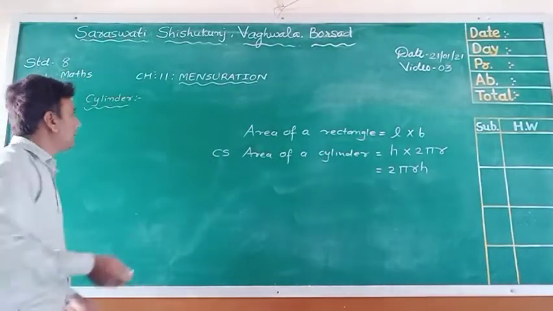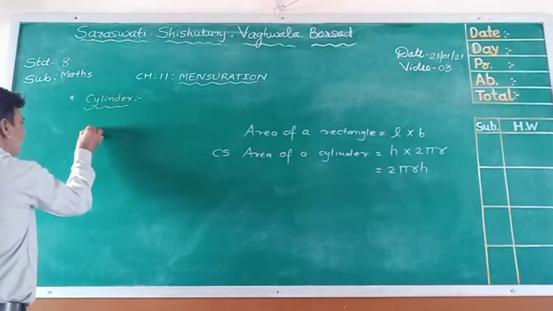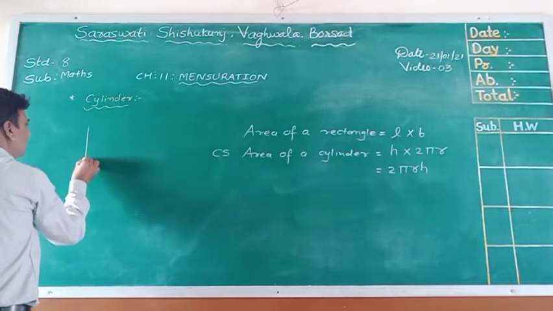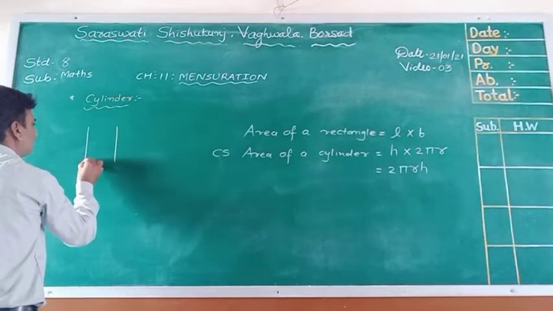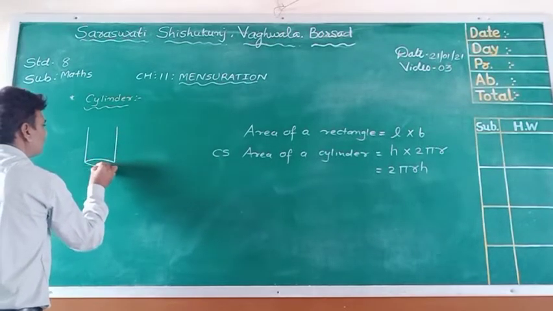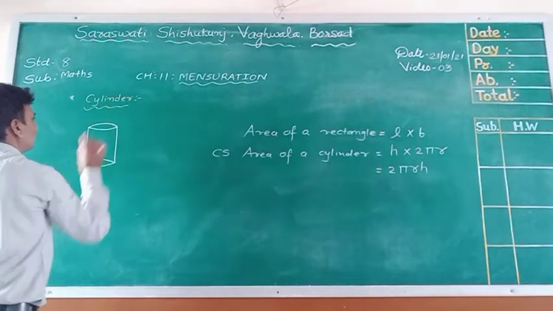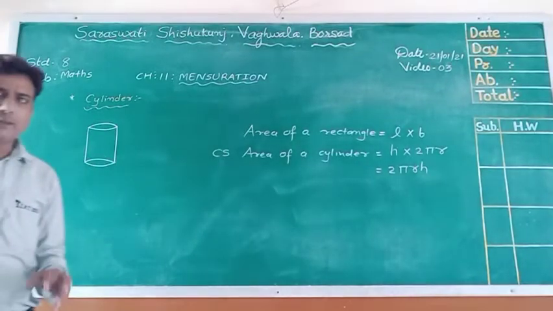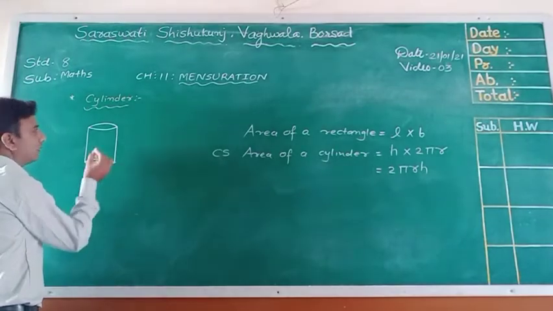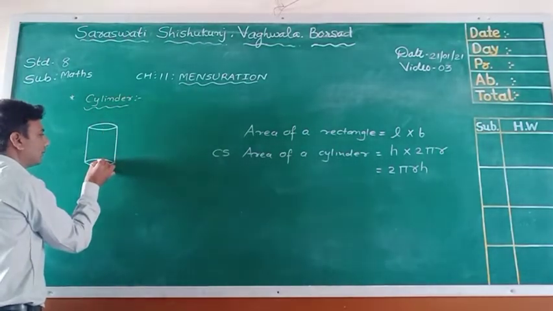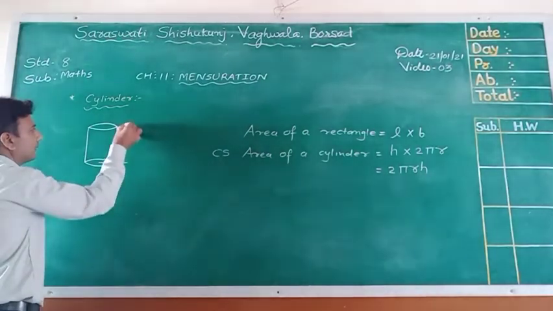So let's first draw a figure of a cylinder. See, this cylinder, this base, this top. In this cylinder, the base is in the form of a circle, and the top is also a circle. So this is the radius and this is the height.